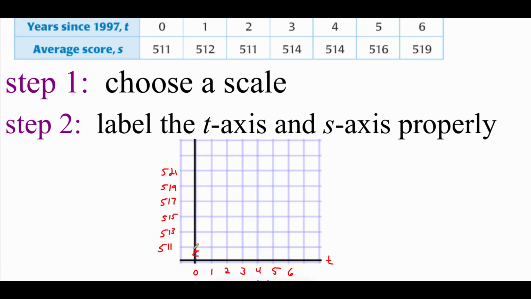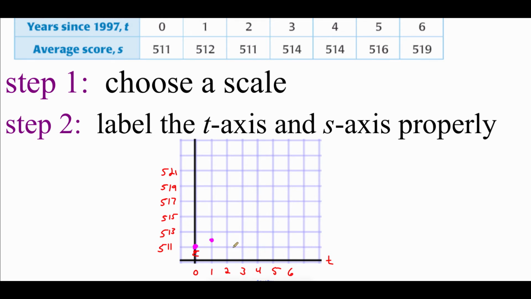So I'm going to put a dot right there at where that point would be. Then for a t-value of 1, we're supposed to be up at 512. So we go over 1 on the t-axis. We're supposed to go up to 512. But remember, we were counting by 2's, so we have to go halfway in between here.